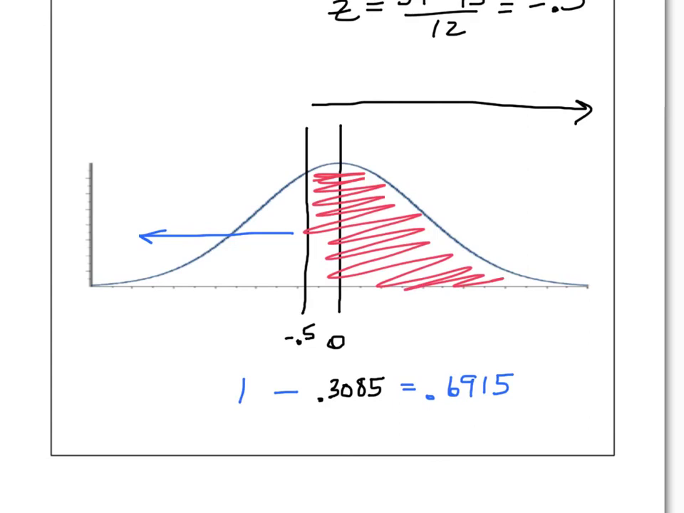Okay? All right, so this is section 5.2. We found the areas underneath our standard normal curve in this section. We also calculated z-scores, and we talked a little bit about the properties of a standard normal distribution.